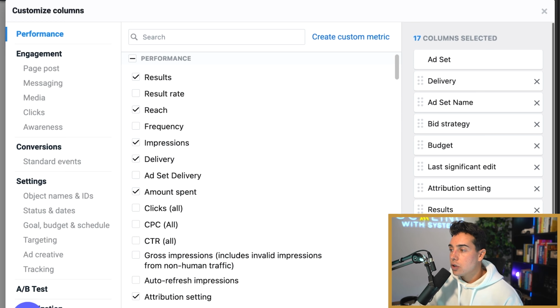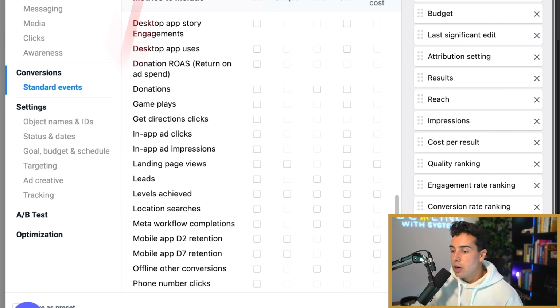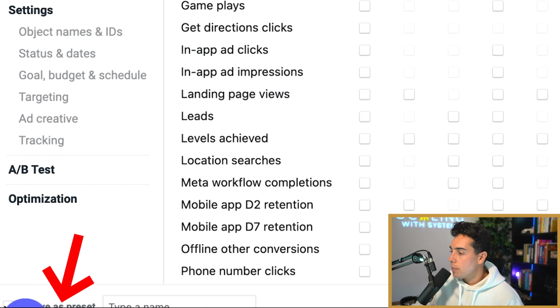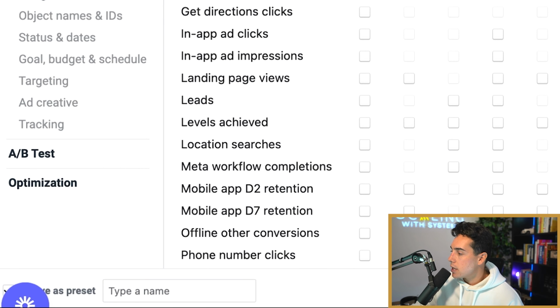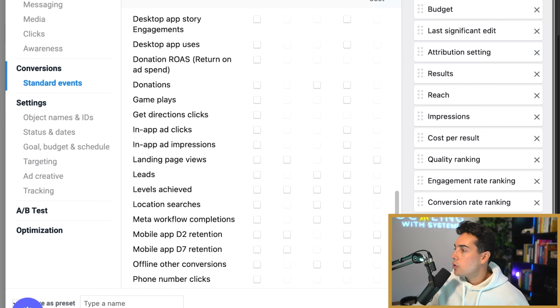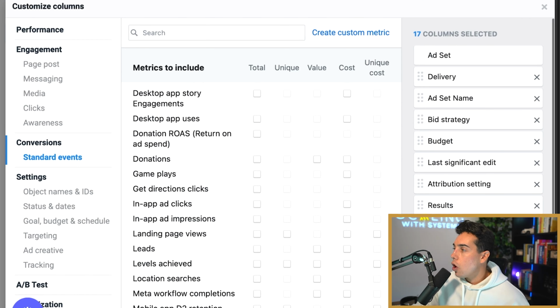So after you have created your custom column, you'd come down here and you'd click Save as Preset, which is at the very bottom, and you would just type in the preset name. If you can see my screen right there, you just type in a name that you can remember, okay? So what I'm going to do is exit back out of this and go to our actual setup.